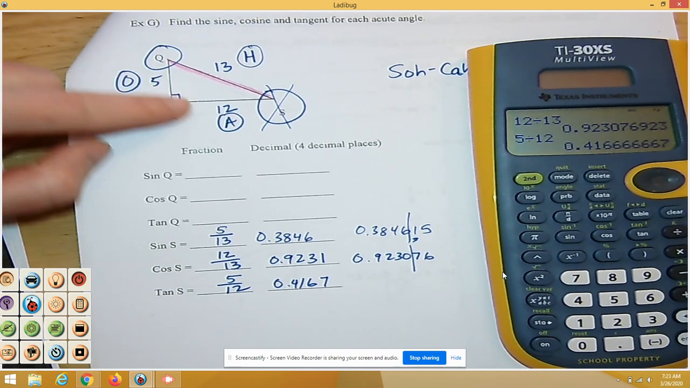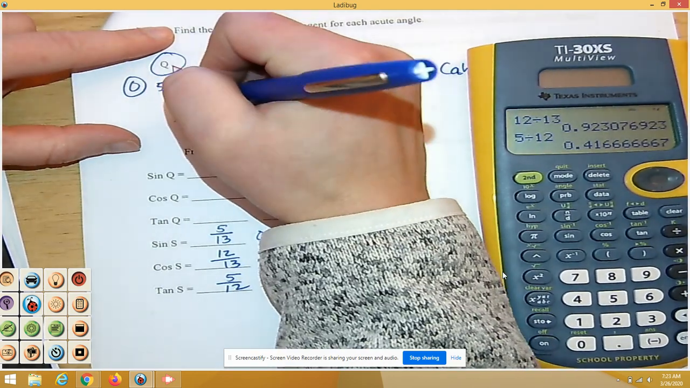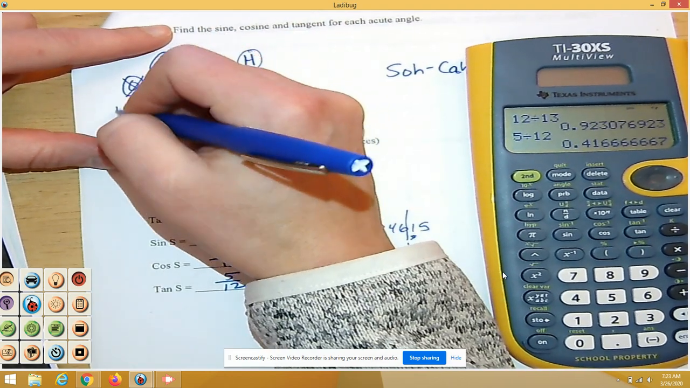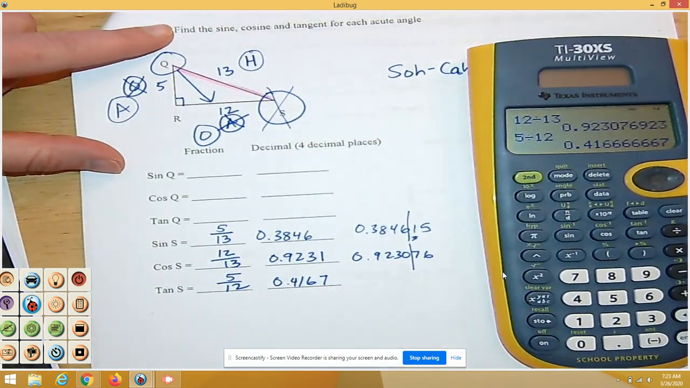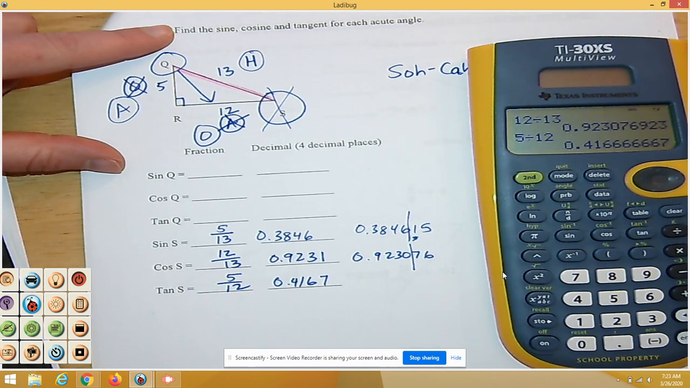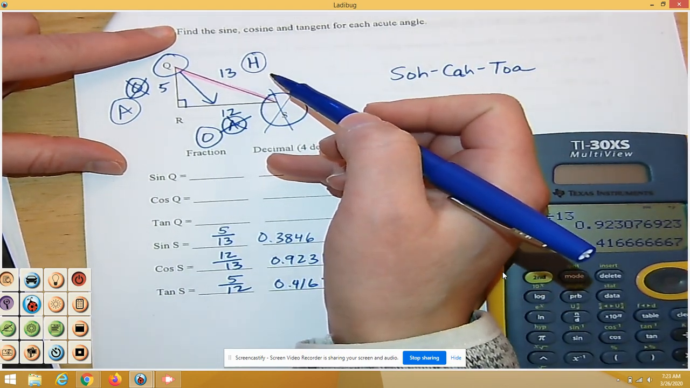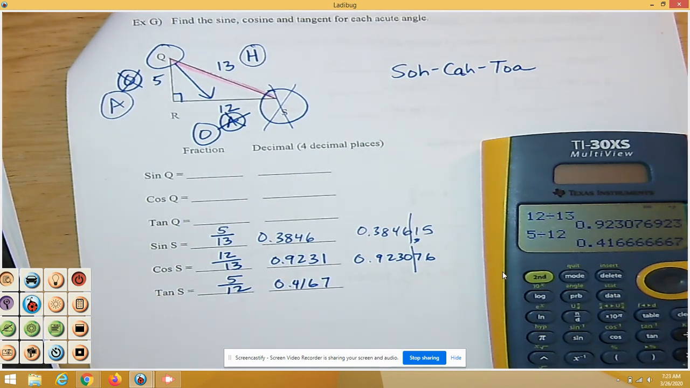Across from angle Q will be the opposite side. And next to angle Q will be the adjacent side. So I mentioned this on the last page, that those will always switch around and always be reversed. The hypotenuse will never change. So once you've identified the hypotenuse, it stays that way forever.